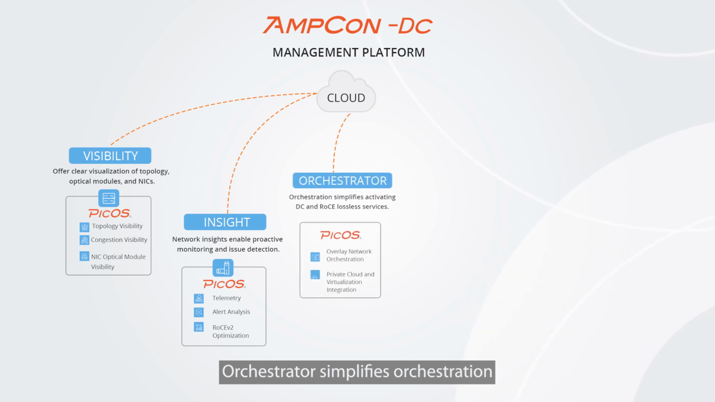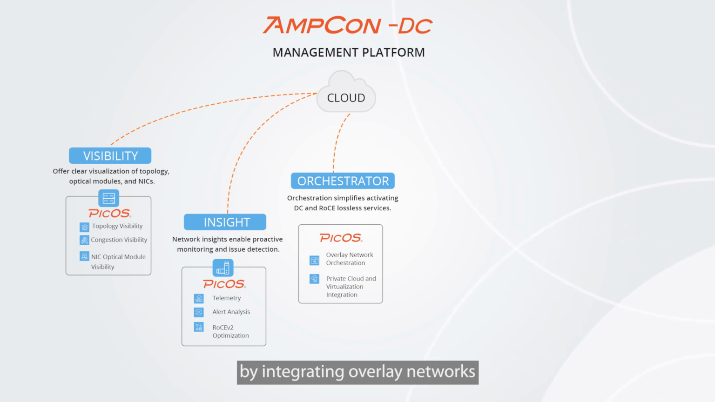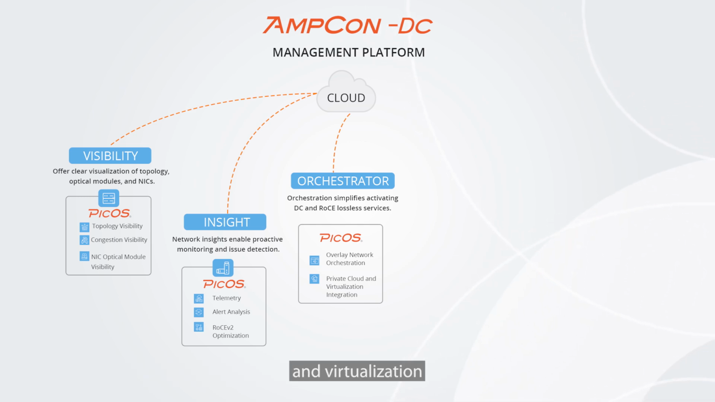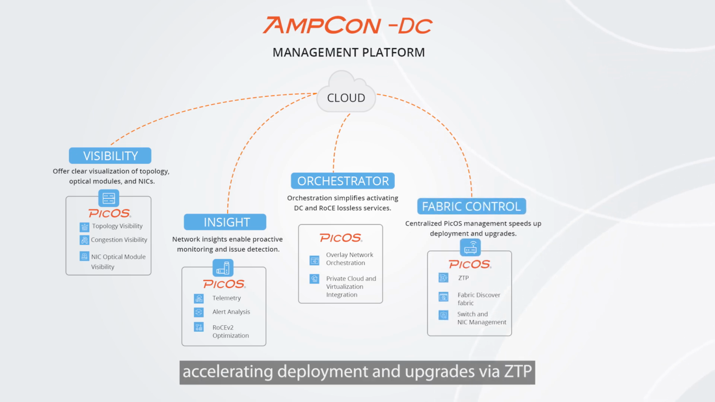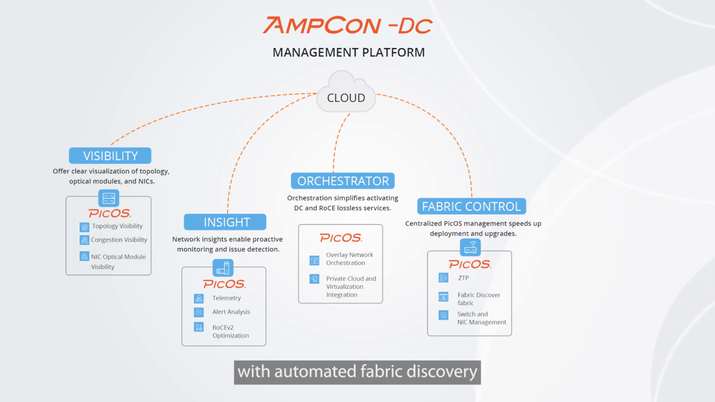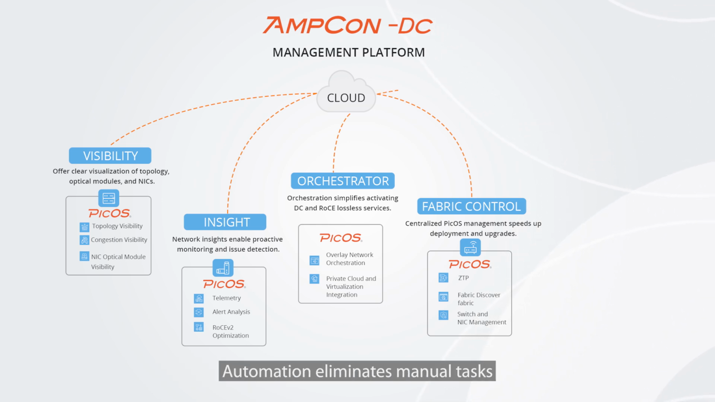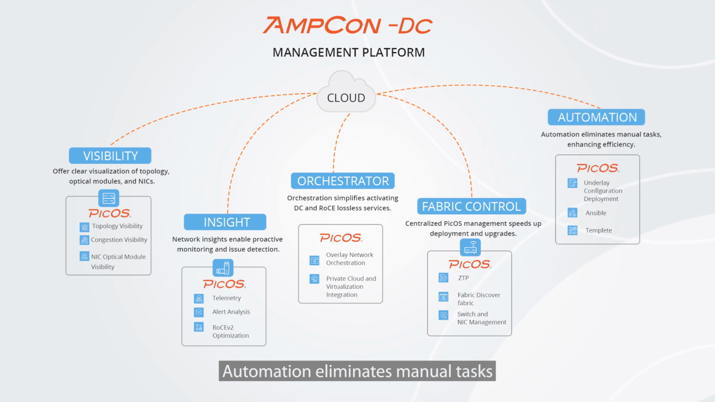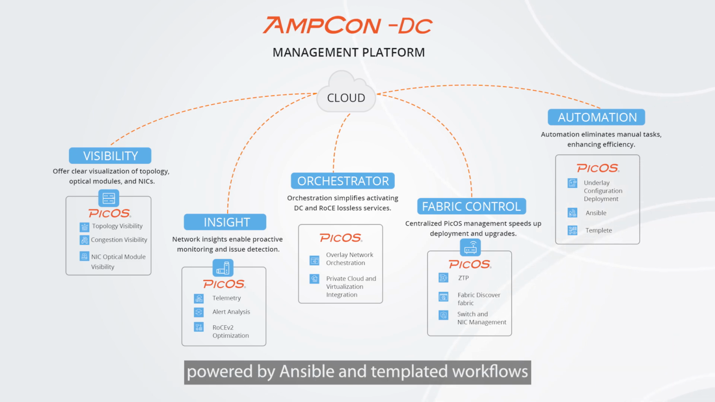Orchestrator simplifies orchestration, allowing seamless activation of DC and ROCE lossless services by integrating overlay networks, private clouds, and virtualization. Fabric Control centralizes fabric management, accelerating deployment and upgrades via ZTP with automated fabric discovery and switch NIC management for seamless operations. Automation eliminates manual tasks, enhancing network efficiency with automated underlay configuration and deployment, powered by Ansible and templated workflows.